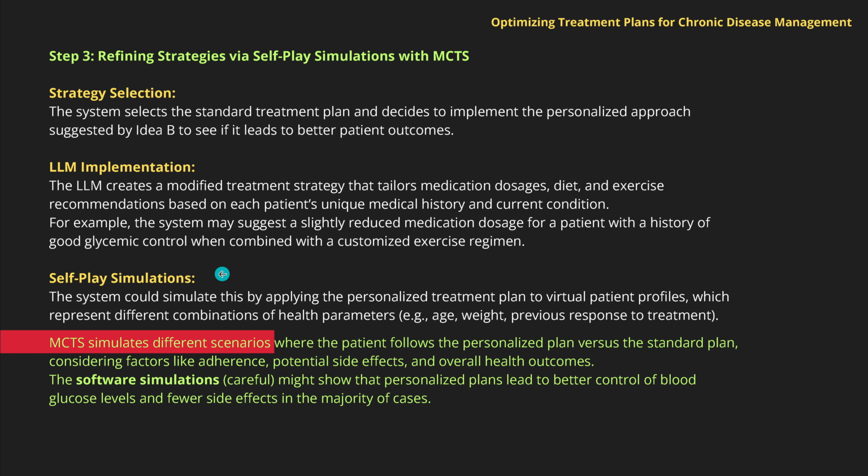And now the system itself has to have some computer simulation that it can run itself multiple times. So the system could simulate this new idea, how it works out, by applying this personal treatment plan to a virtual patient or a virtual patient profile, given the historical data that we have, which represent different combinations of health parameters. As I told you, a specific age, a specific weight, previous responses to treatment, other medical conditions. If we have the data, an AI could find similar patterns in it.